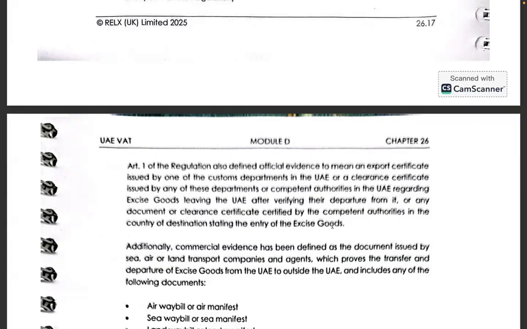A similar certificate, a clearance certificate or an export certificate, could be verified by the counterpart authority in the other country as well, where the country of destination will have a competent authority like a customs department or excise department, whichever the case may be. But they may also provide a clearance certificate, and that would be acceptable.